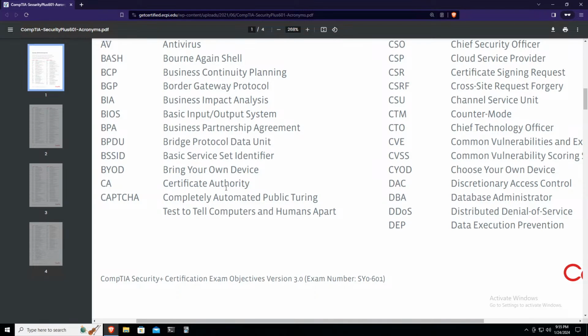CA is certificate authority. So a CA is a body that you will request certificates from, right? And then they will give you those certificates. CAs are usually trusted entities. A couple examples are Sectigo or Cloudflare. There are various other ones, but I'm most familiar with Sectigo and Cloudflare.